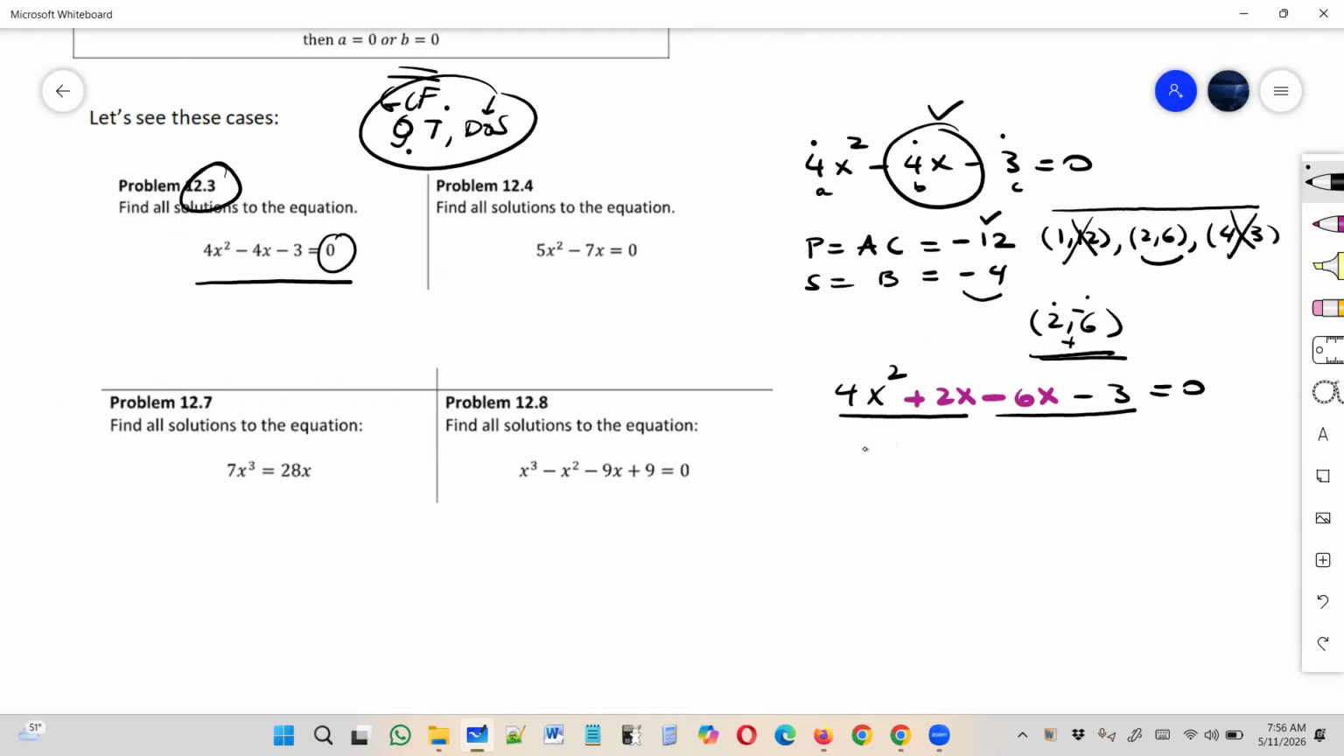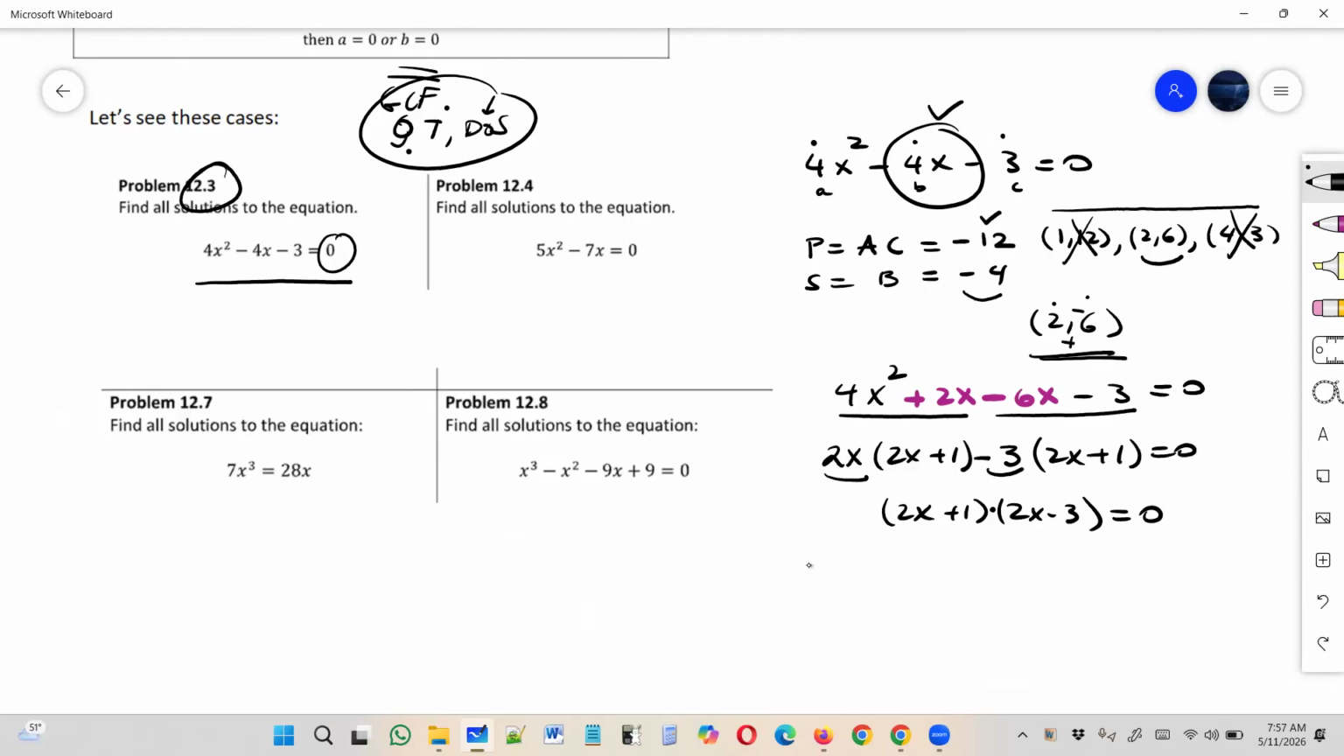So I'm going to factor 2x out of the first pair. I got 2x plus 1. The minus goes here, and I factor 3, which is 2x plus 1. I can see that 2x plus 1 is a common factor, so I factor that out again. And in the second pair of parentheses, I am going to put 2x minus 3.